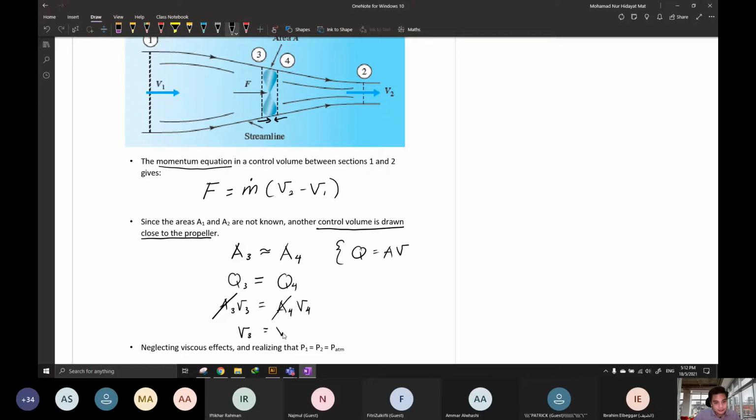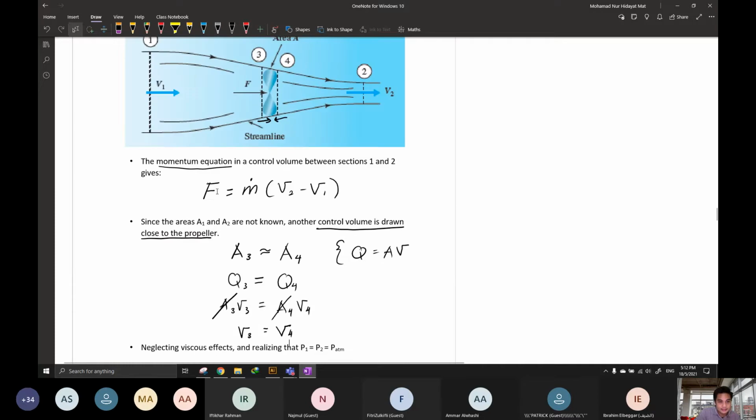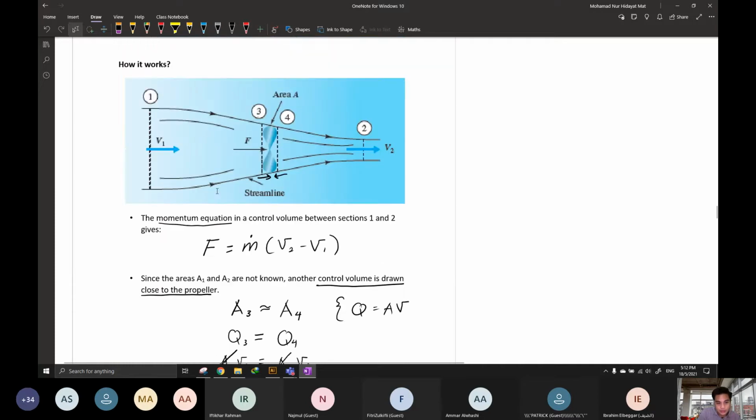So, neglecting the viscous effect. What is the viscous effect? The viscous effect is like this. It is causing the friction. So when we neglect the viscous effect, that means the velocity flow is uniform, uniform flow from the top to the bottom, the same constant velocity. This is what we call negligible viscosity.